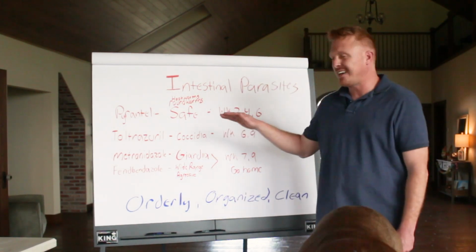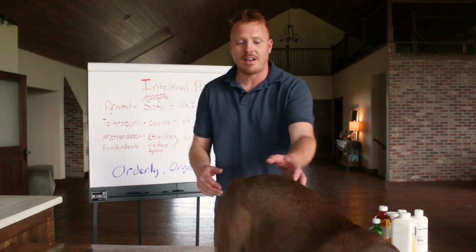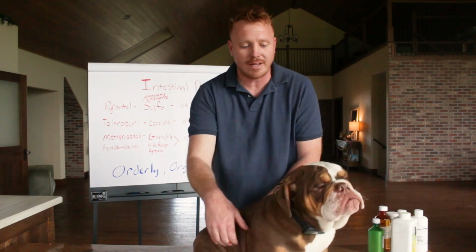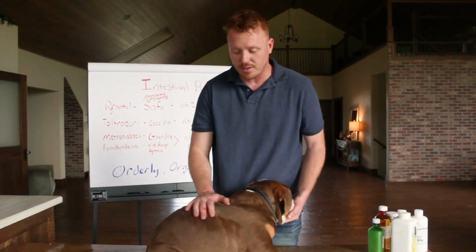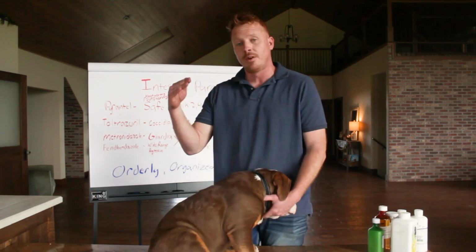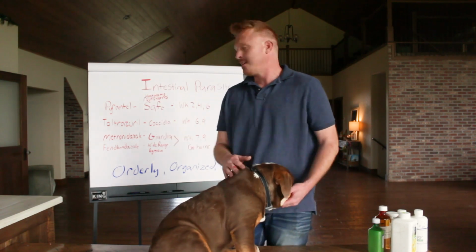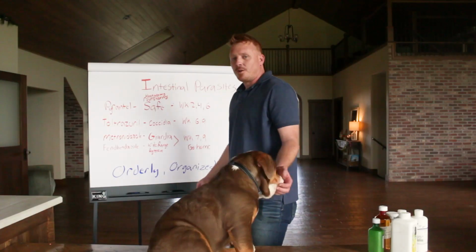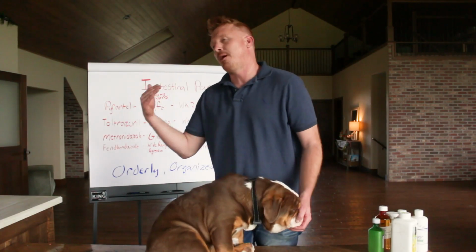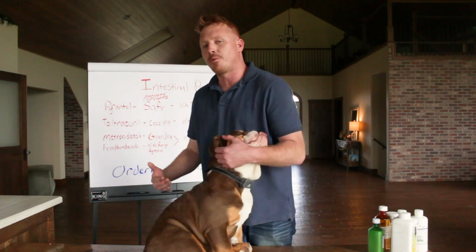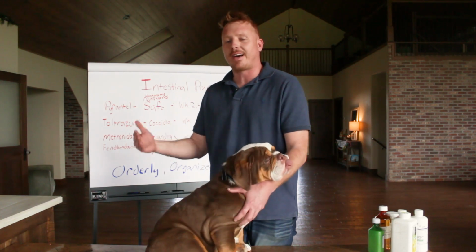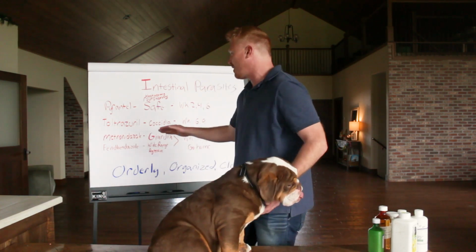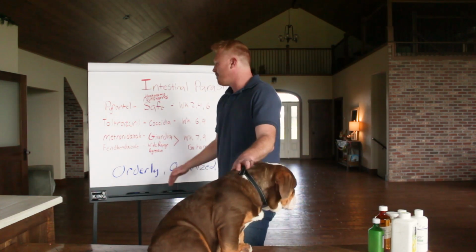Because coccidia is so aggressive and it is sometimes hard to get rid of, we will actually do two treatments, one mode of action, at week 6 and week 9. If a puppy gets reinfected, we really want to go after that coccidia again at week 9 with toltrazuril.